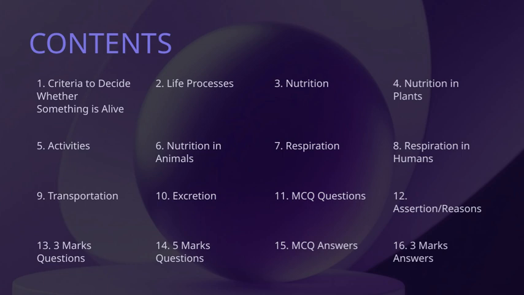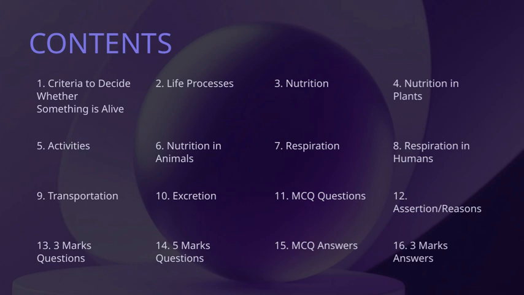For example, respiration in humans and respiration in plants are covered separately, highlighting how different organisms carry out this vital process. We also explore nutrition in animals and plants, emphasizing how different organisms obtain and utilize food. Following that, we look at excretion, which is the process of removing waste products from the body. Transportation refers to the movement of substances within the body, such as blood in humans or sap in plants.